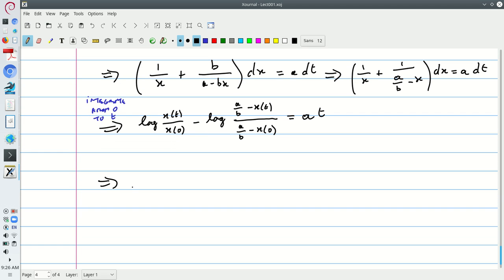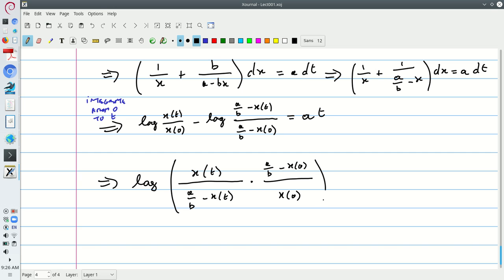Next step is to put everything in a big logarithm so that I can exponentiate. So I have x of t, and I also like to keep things that depend on t on one fraction, and things that instead depend on x at time 0 on the other side, so that I have already separated what depends on the initial condition from my actual x of t. And this is going to be equal to at.